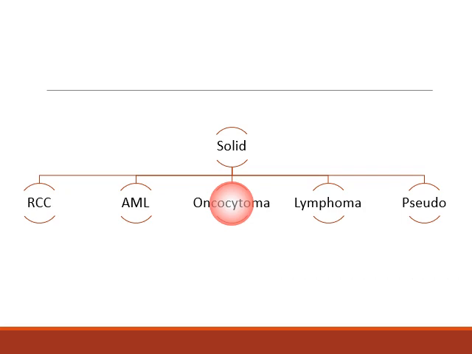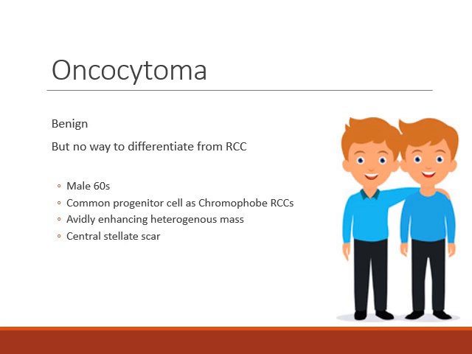Oncocytoma is next. These are benign lesions, but they're annoying because they're indistinguishable from RCC. The other important feature for your exam is that they are a classic feature of Birt Hogg Dube syndrome, something I will cover in a few moments. All the classical imaging features and the demographics for oncocytoma can also pass for RCC, so these are always resected. Often males in their 60s, they're avidly enhancing heterogeneous masses with a central stellate scar. All of these can also be features of renal cell cancer.